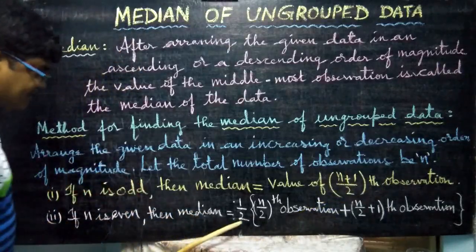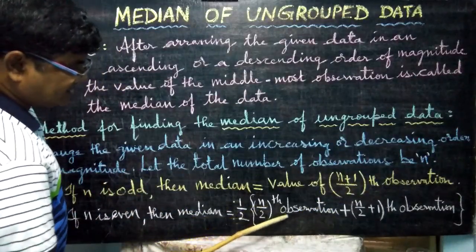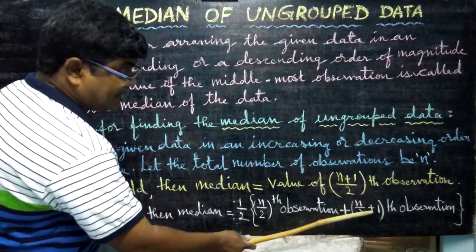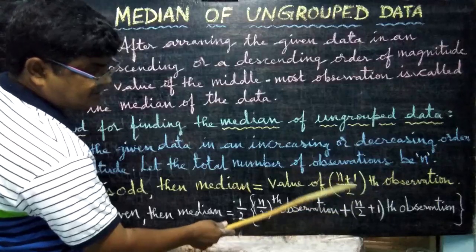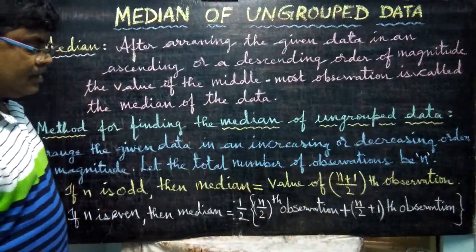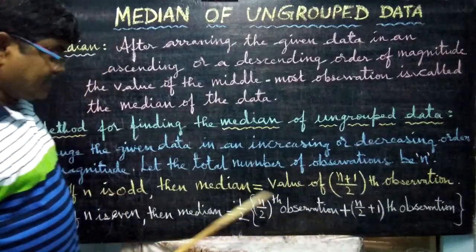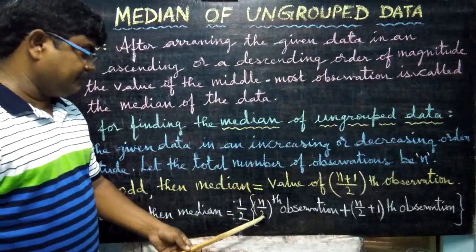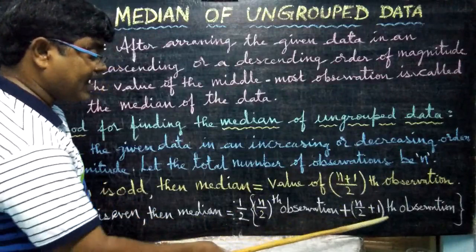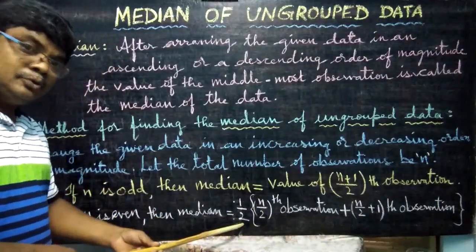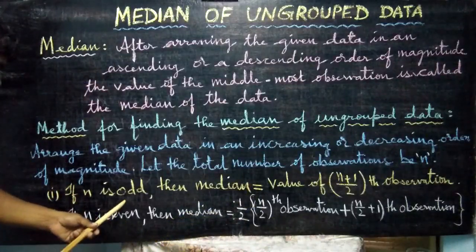Next, coming to even numbers. Median is equal to half of the (n by 2)th observation plus the (n by 2 plus 1)th observation. See the difference between this and n plus 1 by 2. Suppose n is 10: 10 by 2 means the fifth observation and 5 plus 1 means the sixth observation. We have to add the fifth and sixth observations and again divide by 2. That will be the median when n is even. This one is for n odd.